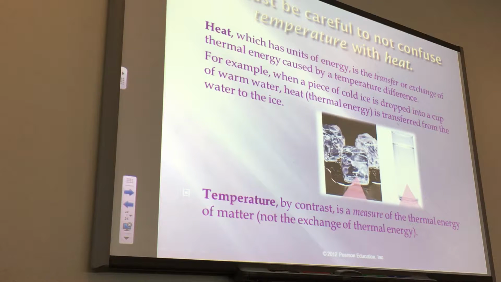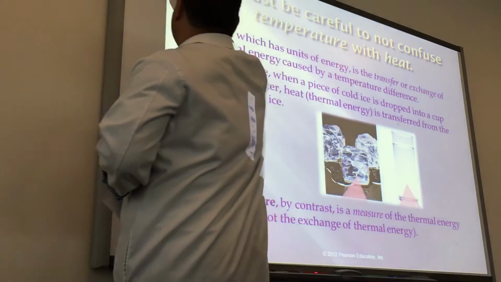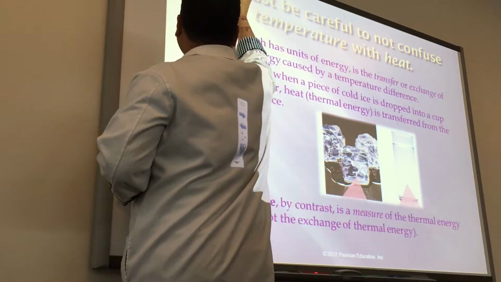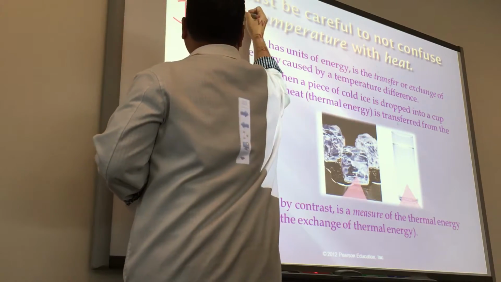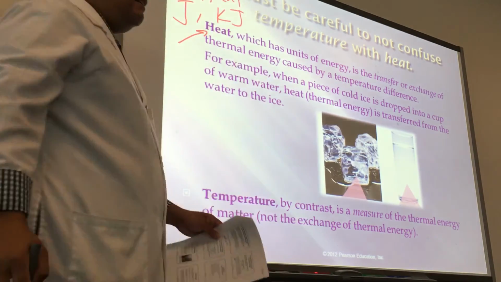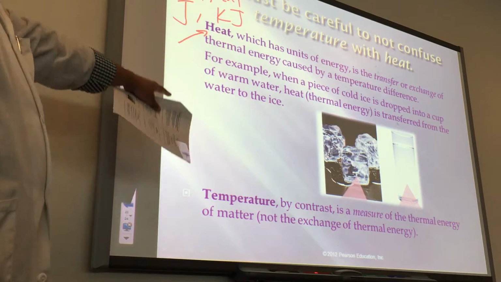Heat, on the other hand, is the transfer or exchange of that thermal energy caused by temperature differences. So heat is a measurement of energy, and you can always identify heat because we see it in a word problem, because heat is going to have the units of either calorie, kilocalorie, joules, or kilojoules. So that's heat. Heat's a form of energy because it has energy units.